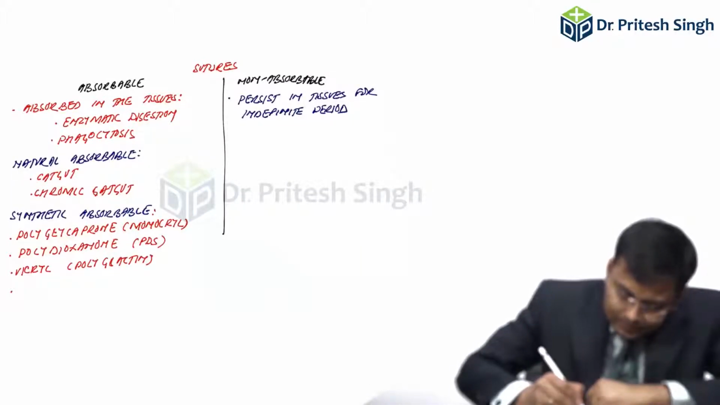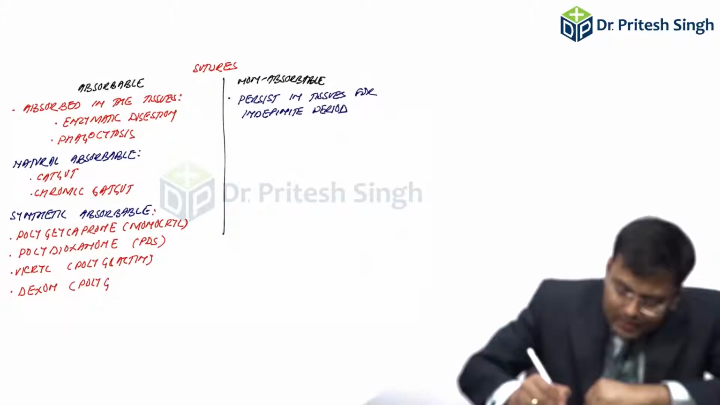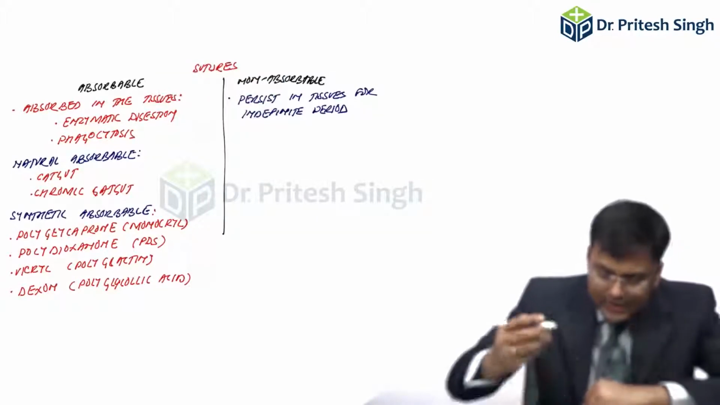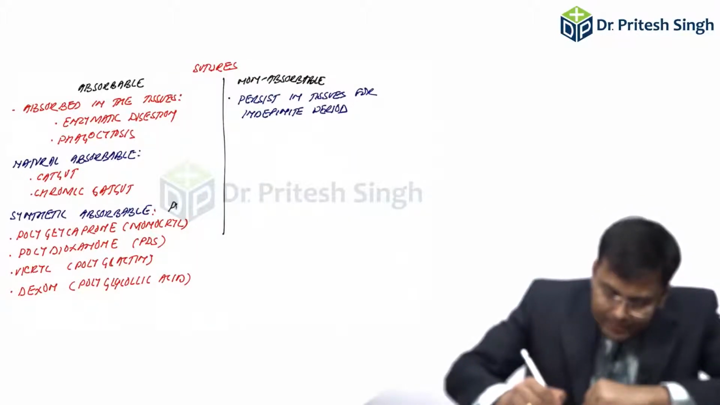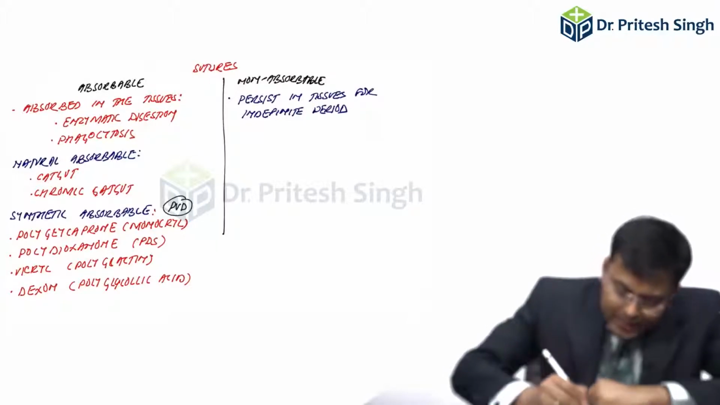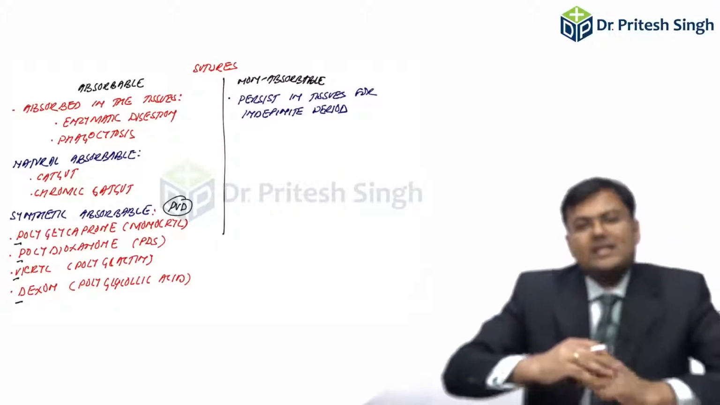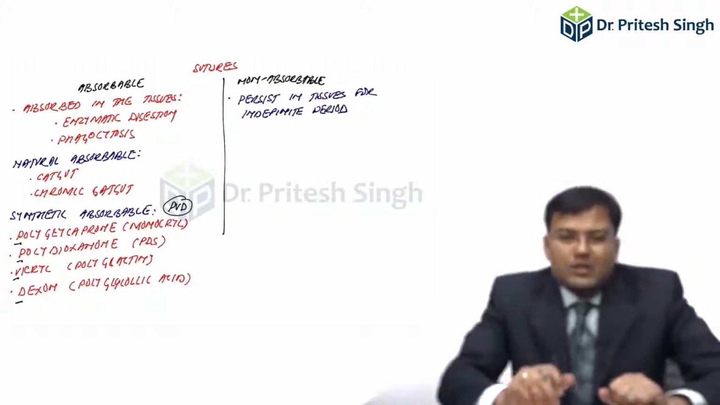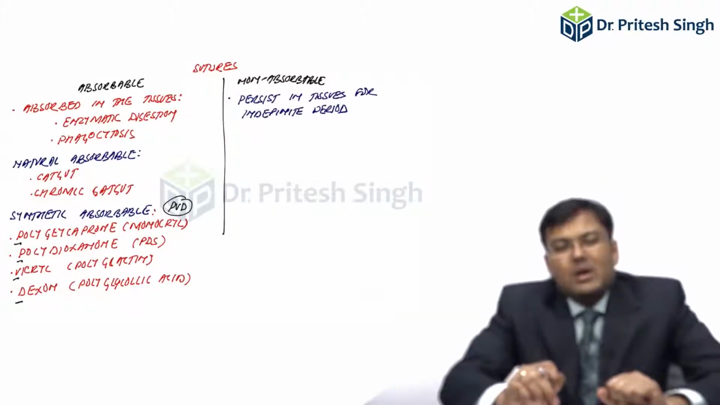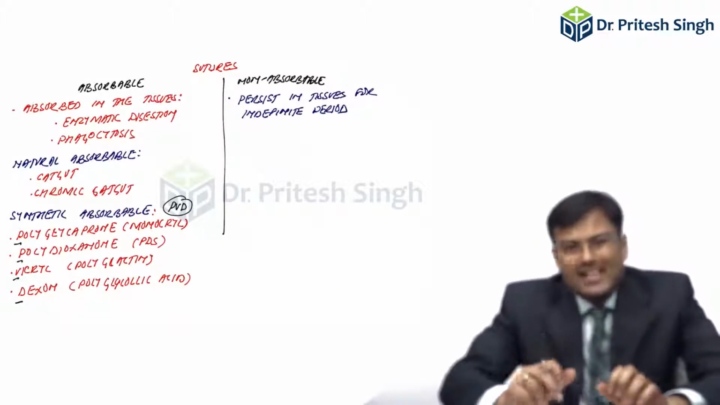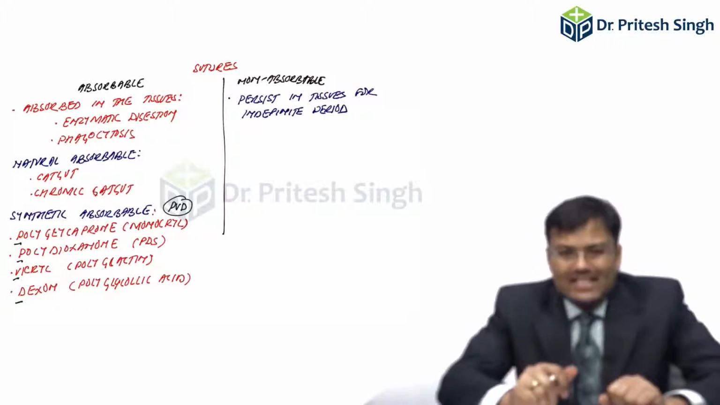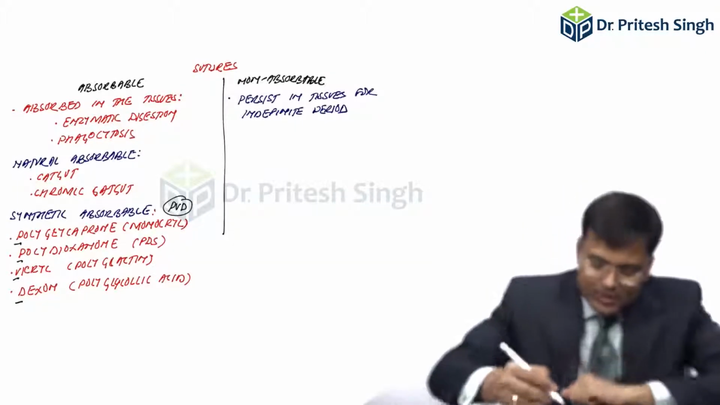And Dexon. Dexon is also known as polyglycolic acid. Now how to remember these sutures? Here the mnemonic is PVD. So you can see that synthetic absorbable sutures are polyglecaprone, polydioxanone, Vicryl, which is also known as polyglactin, and Dexon.